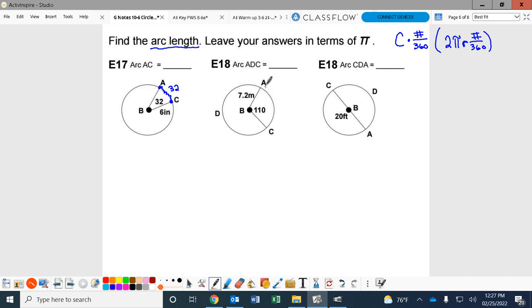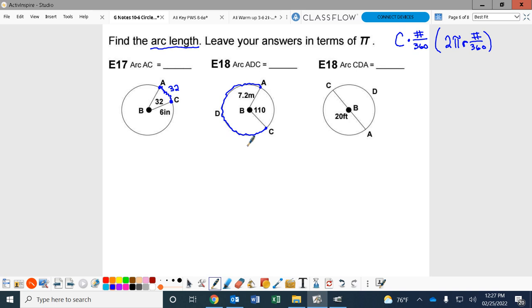This one right here, we're doing arc ADC. We're going to go from A. We have to go through D next. We cannot go through C first. We got to go from A around to D and then around to C, all the way around the outside. And I need the arc measure there.